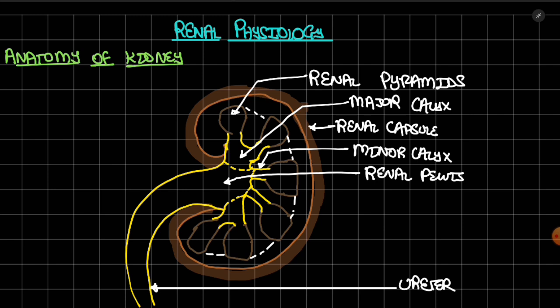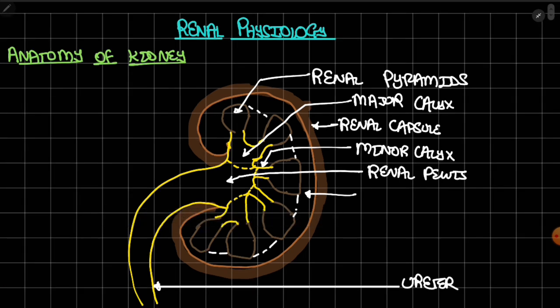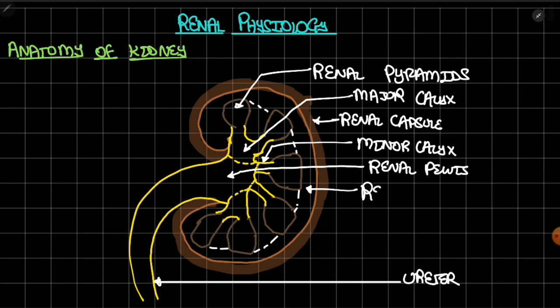Now we have studied the two layers of the kidney: the renal cortex and the renal medulla. What are the renal cortex and renal medulla? Here I have made dotted lines between the pyramids. The structure deeper to the renal capsule and outwards from the renal pyramids is the renal medulla.